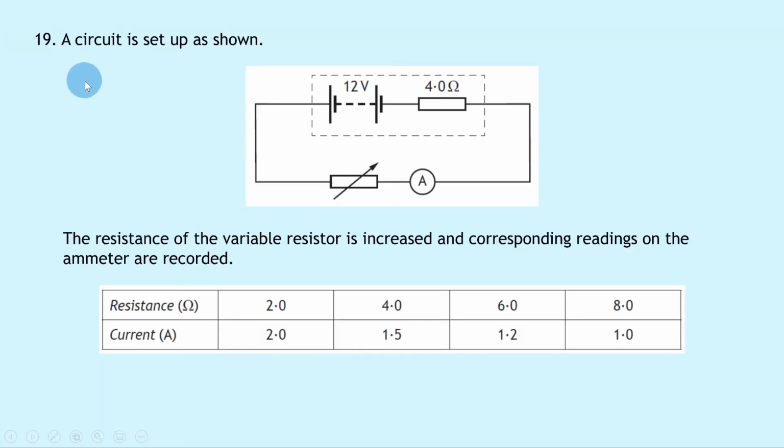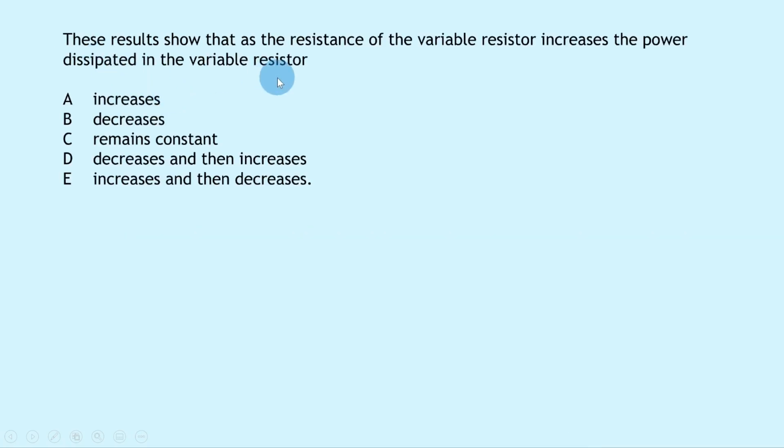Moving on, question 19 says a circuit is set up as shown. So you've got a 12 volts EMF next to a 4.0 ohm internal resistance, and then you've got a variable resistor in series with an ammeter. It says the resistance of the variable resistor is increased and corresponding readings on the ammeter are recorded. So we've got resistance in ohms and then current in amps. It then says these results show that as the resistance of the variable resistor increases, the power dissipated in the variable resistor increases, decreases, remains constant, decreases and then increases, or increases and then decreases.